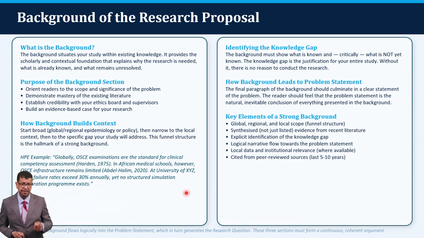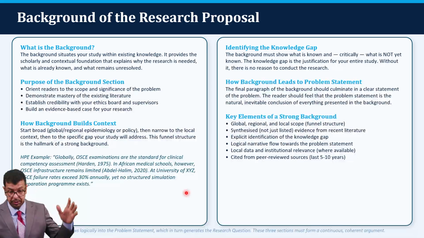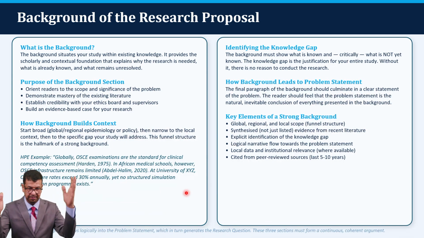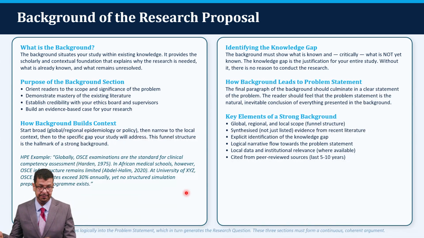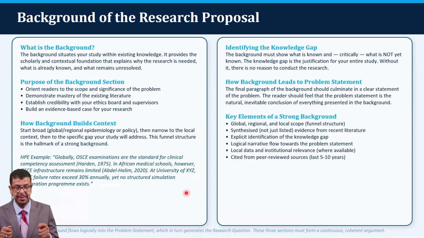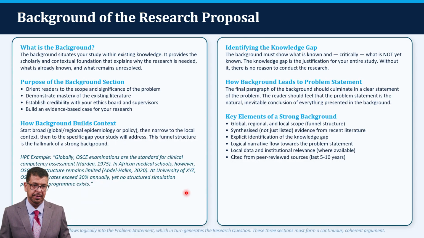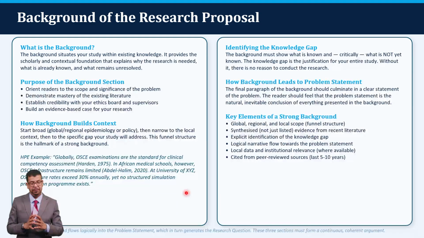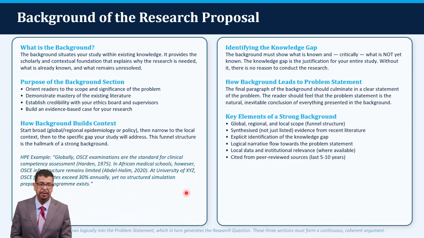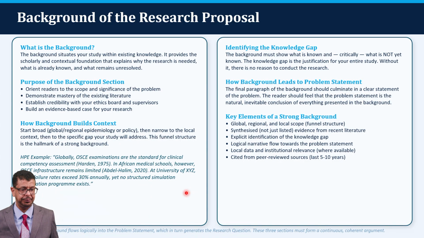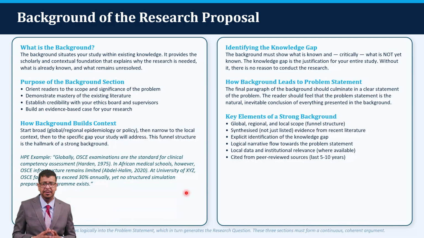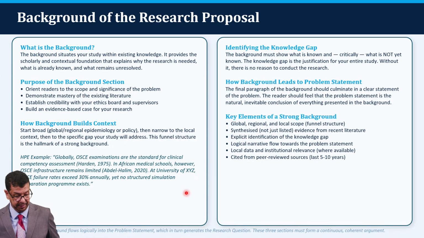How to write a strong background for your research? You should again start with the global, regional, then local funnel shape. You should synthesize the evidence, not just copy and paste the literature. You should explicitly identify the gaps. You should have a logical narrative flow toward the problem statement. You should use local data or institutional data if you are studying your institution. And you should cite recent and updated references in your background.